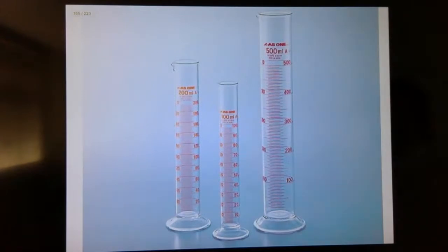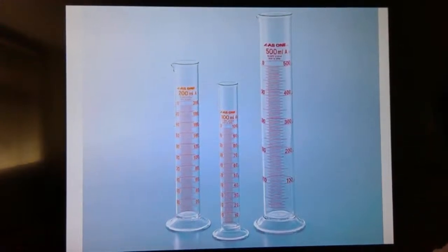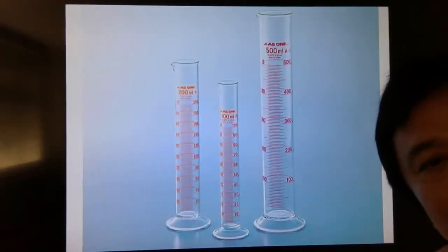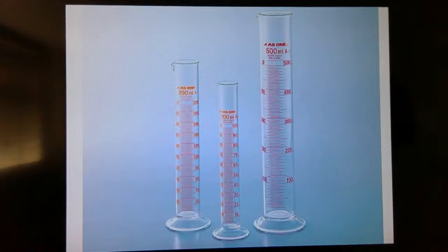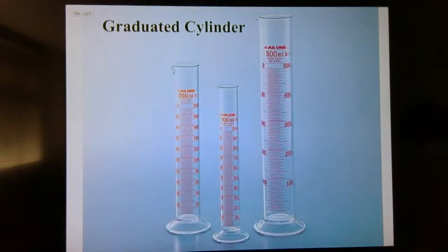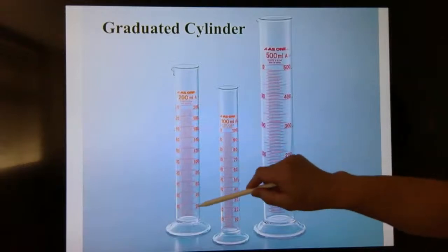Another difference between Japanese and English is that in Japanese we have a specific name for this glassware, while the English word is graduated cylinder, same as graduate student, like you, graduated cylinder. Graduated means these lines are graduations.